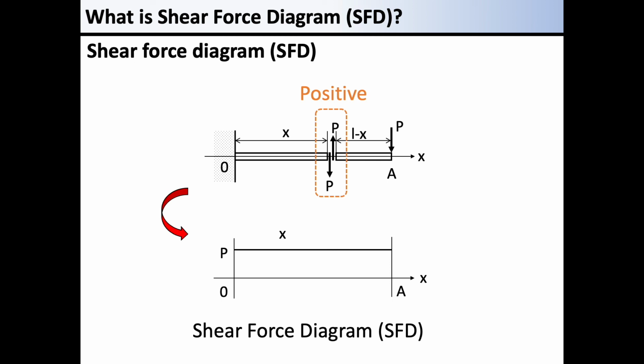Downward shear force of P, which is the reaction of the force at the tip, acts on the positive surface at the location of x on the left side of the cross-section. So far has been the outline of distribution of shear forces.